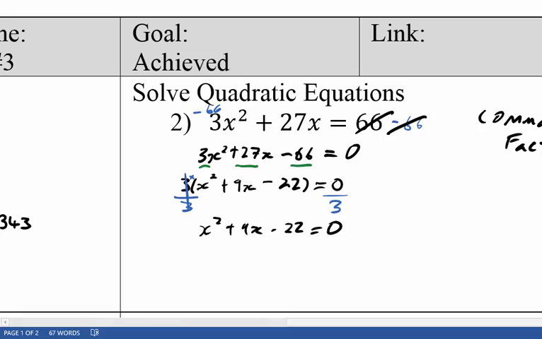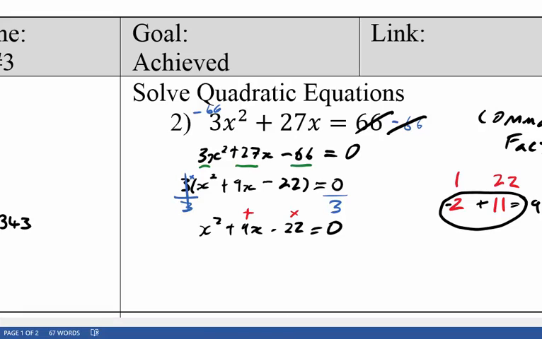Okay, so now we need to just do normal factorising. I need to find numbers that add to that and times to that. Go through my normal process. 1 times what gives me 22 is 22. 2 times what gives me 22 is 11. 3, 4, 5, 6, 7, 8, 9, 10. None of them go into 22. So that's my process. I look for 2 which add to 9. It's those ones there. It's a positive 9, so in this case it would have to be a negative 2 and a positive 11.